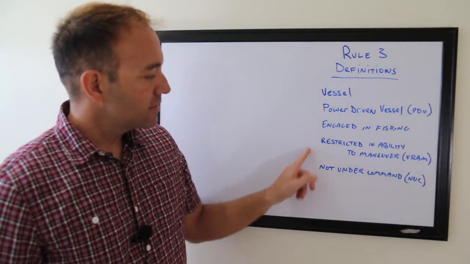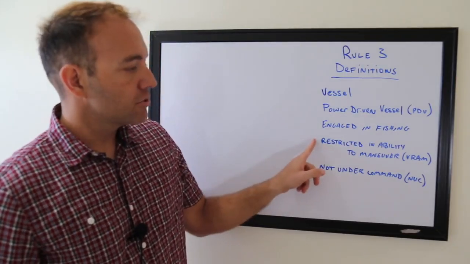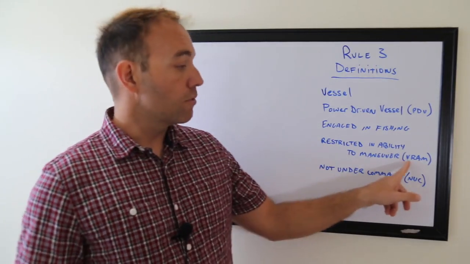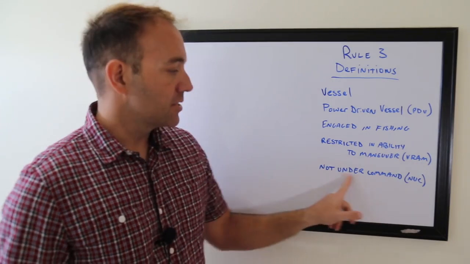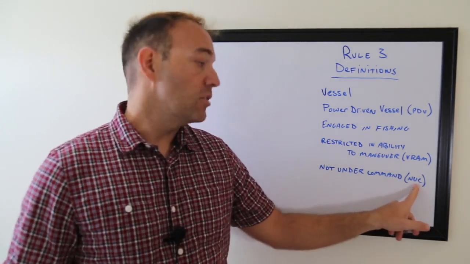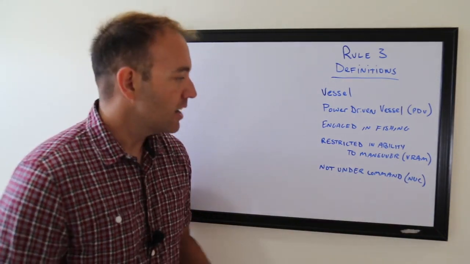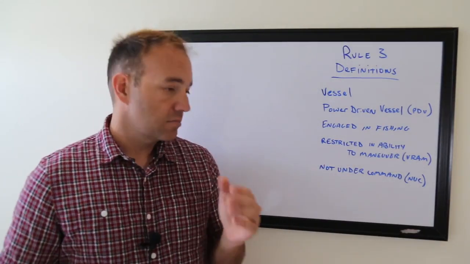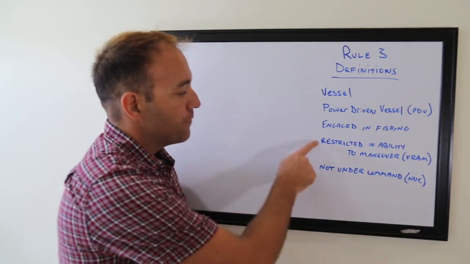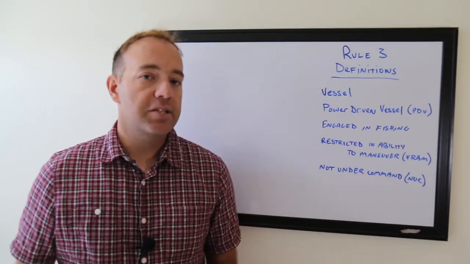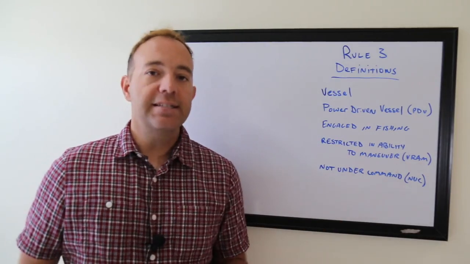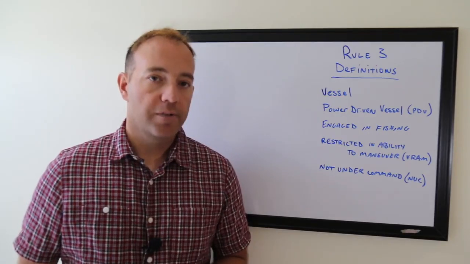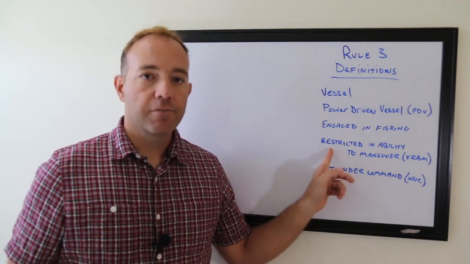Another key definition is these two here. Vessels restricted in their ability to maneuver, or VRAM vessels, and vessels not under command, or NUC vessels. People often get these confused. And right now what you need to do is memorize one important thing. If you hear vessel restricted in ability to maneuver, or VRAM, you need to think nature of her work. So VRAM is nature of her work.